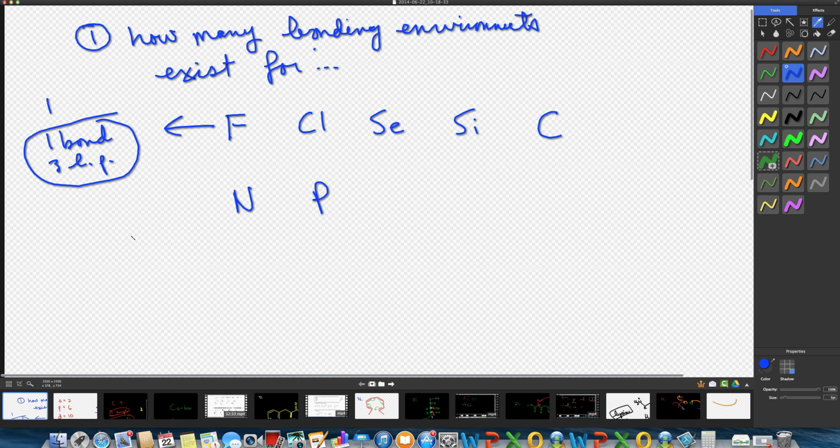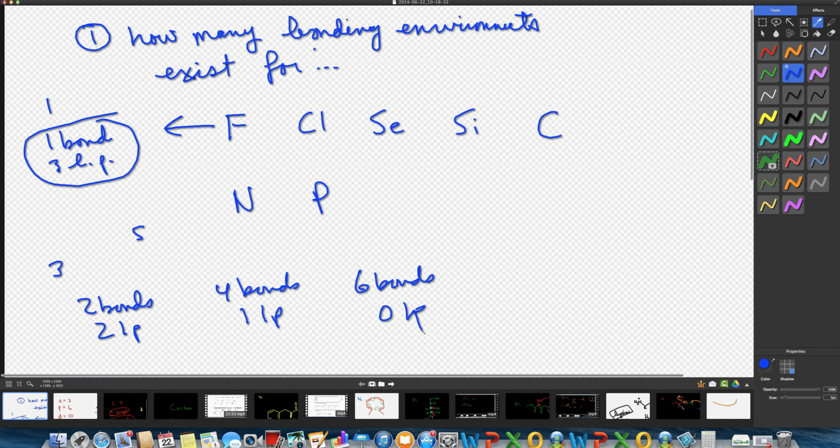We've already seen sulfur. Sulfur has 3 bonding environments. 2 bonds, 2 lone pairs; 4 bonds, 1 lone pair; 6 bonds, 0 lone pairs. Very fundamental question to ask about ODEC, a question I expect you to be able to answer on your first exam.